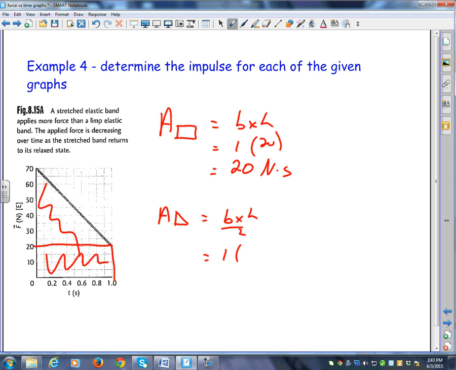What's the height? 50? How'd you get 50? Because it started at 20. Starts at 20. Very good. So the impulse would be 20 plus 25, 45 Newton seconds.